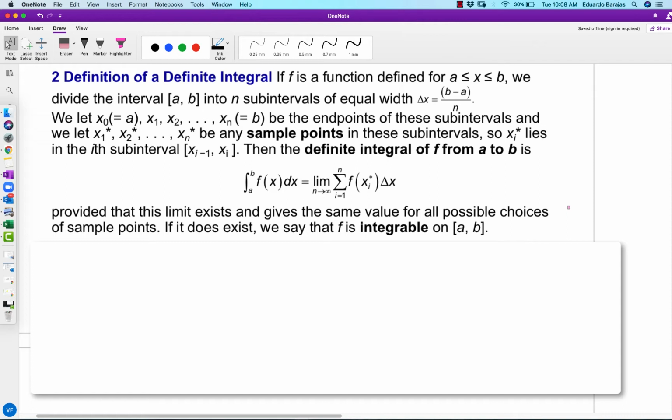And then we let x sub 1 star, x sub 2 star, all the way out to x sub n star be sample points in these subintervals, so that x sub i star lies in the ith subinterval, x sub i minus 1 to x sub i. Okay, that's up to now exactly what we just looked at.